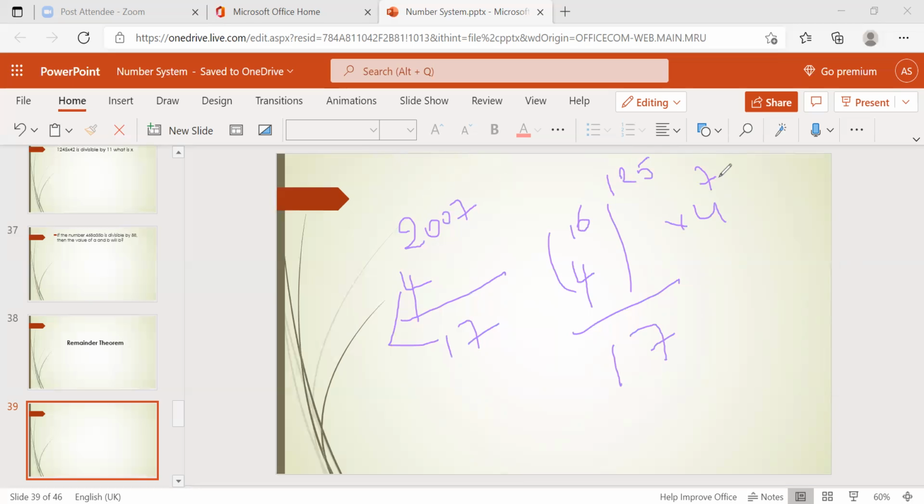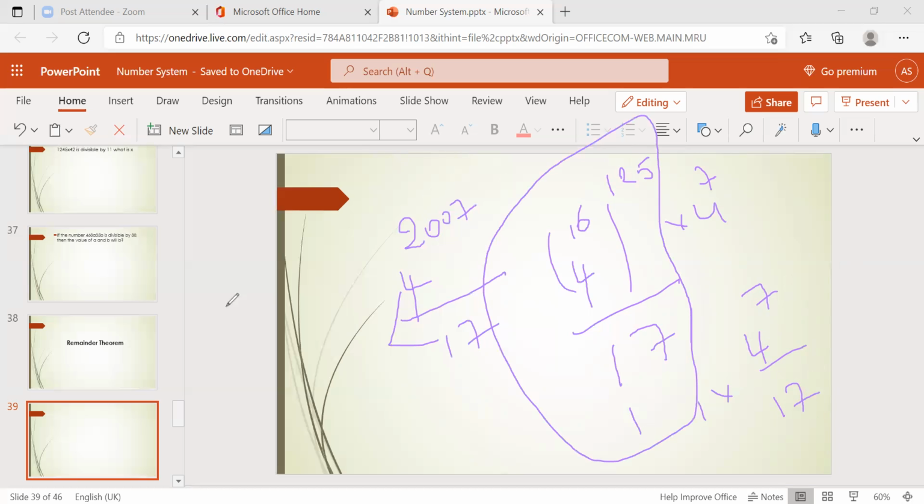So this will become remainder 1 into 4 power 7 by 17, right? So 4 power 7 by 17, how to solve this? See, a simple method. 4 power 2 is nothing but 16, right?